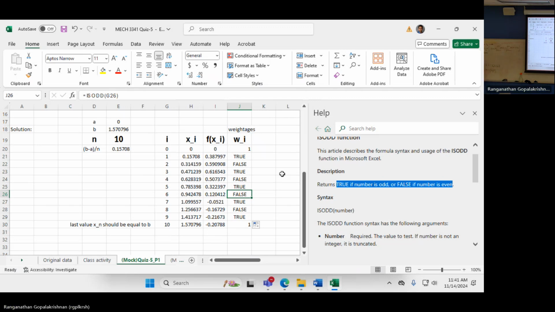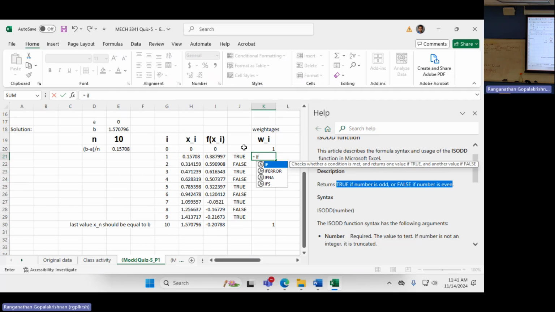All right. Now what? This is just true or false, right? This is not the weightages. So I'll move the weightages to the next cell and say this is 1. The last value is also 1. What is my rule here? If the adjacent cell is true, I need a weightage of 4. If the adjacent cell is false, I need a weightage of 2. So you can write it as an if statement: if the logical test equals true, then the weightage is 4, otherwise 2.